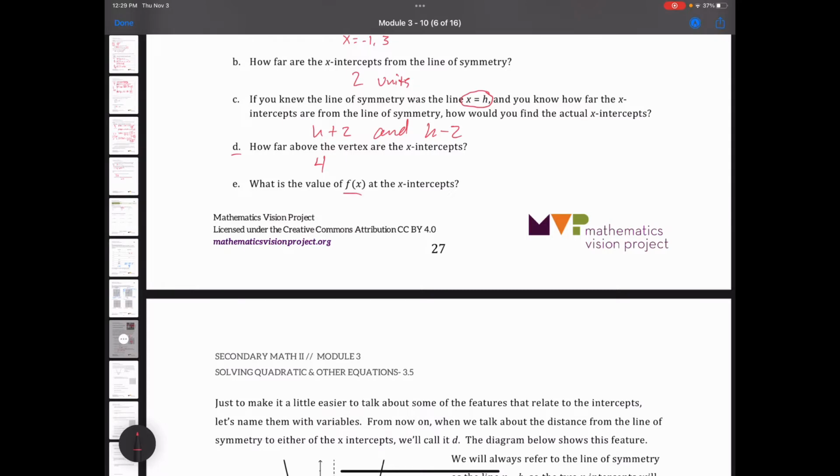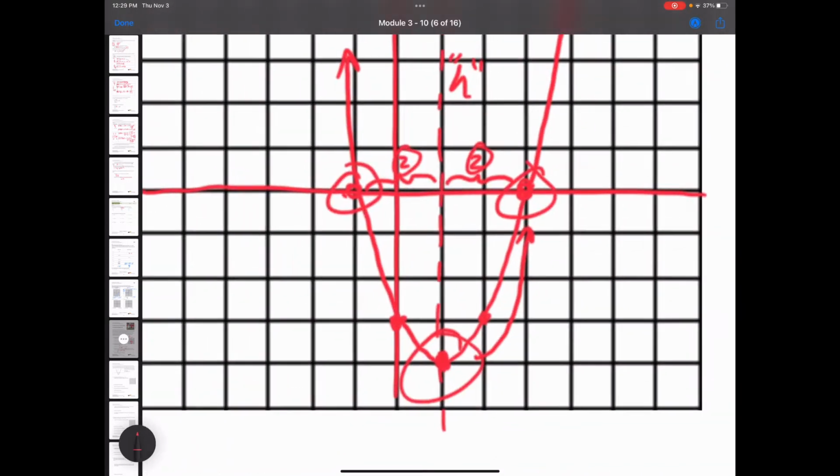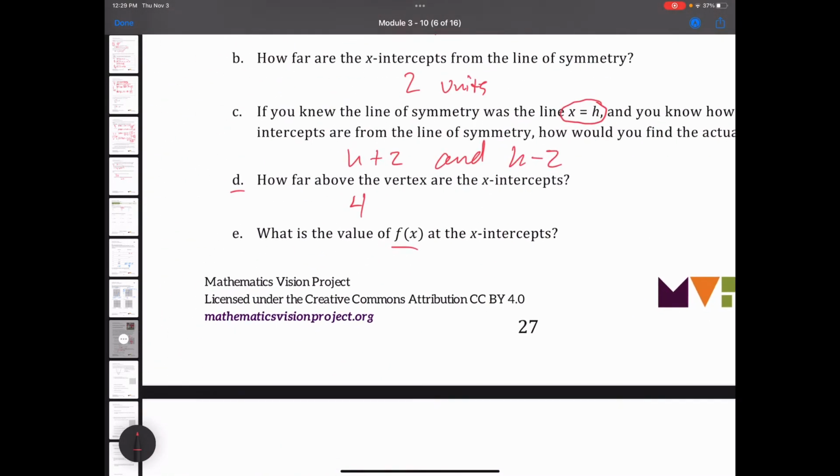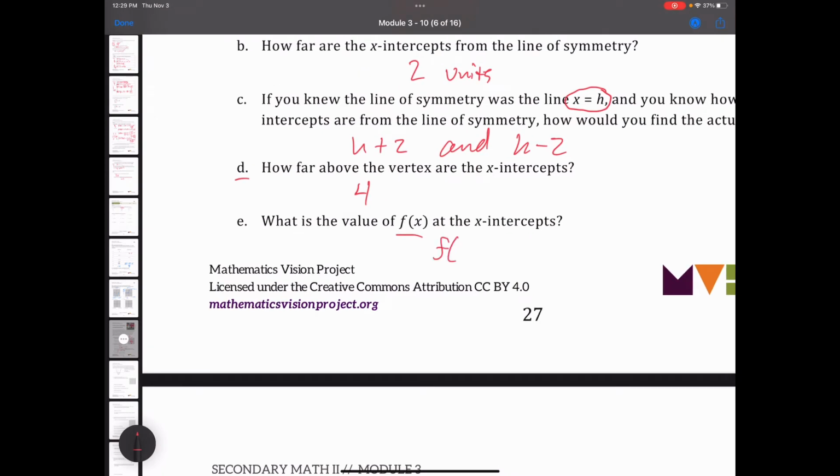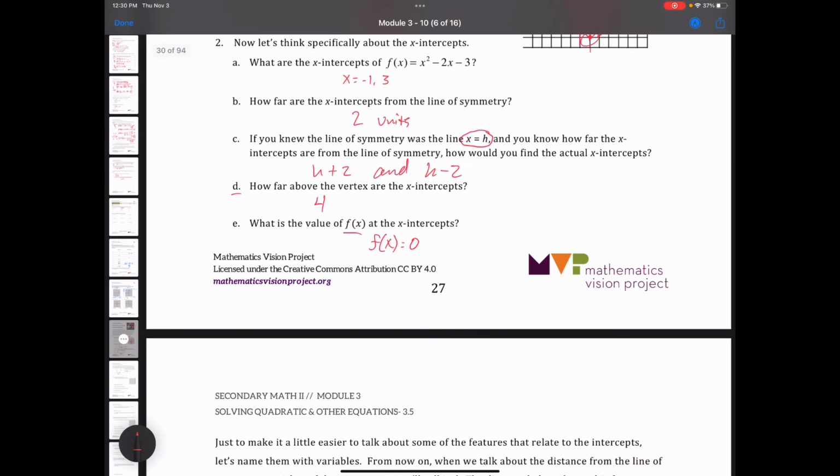Now, finally, what is the value of f of x at the x-intercepts? Well, what's the value of the actual function? The value of the function is 0, right? Because it's going through the x-axis. So f of x equals 0 as it passes through that x-axis.